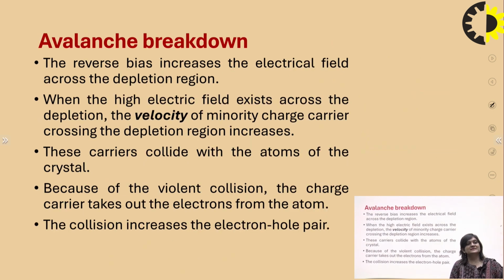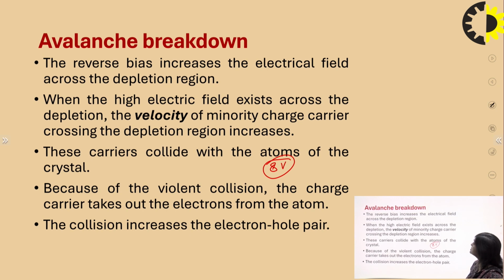Reverse bias increases the electric field across the depletion region, and this is so with the avalanche breakdown. Avalanche breakdown occurs beyond the voltage of 8 volt, due to which, at this high voltage, the velocity of the charge carriers is very high, and they collide with the atoms. After the collision, they impart their energy to the atoms, and the atoms liberate other electrons, and this is a chain process.